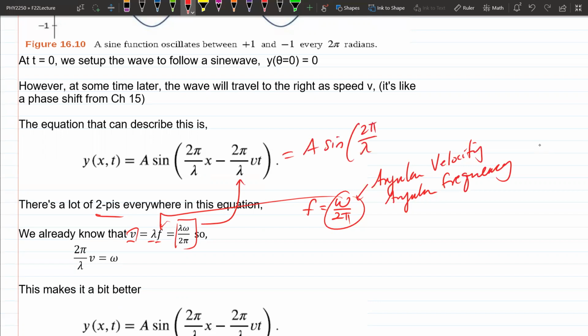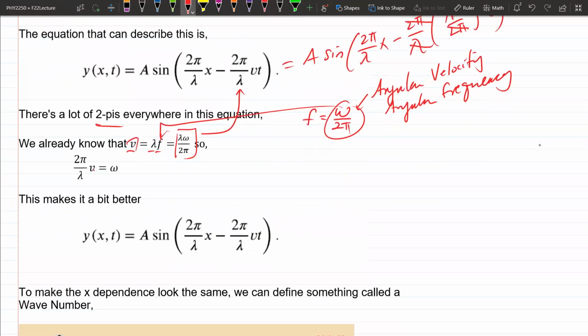There's still this complicated stuff in front, okay? 2 pi lambda, right? And if we have lambda on top, omega on top, 2 pi on the bottom, all of this is still multiplied by time. The 2 pi cancel out, the lambda cancel out with each other. This makes it a little bit better because if we set v times 2 pi divided by lambda to be omega, which is true from just our derivation, this whole term here, let me just cross out the entire second term, instead of writing this in this complicated way, it's just omega t, okay?